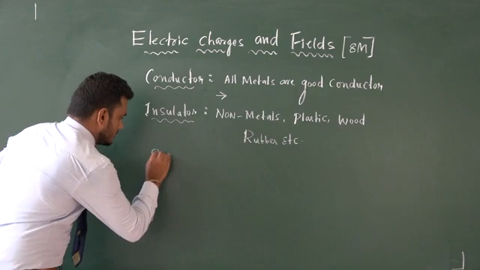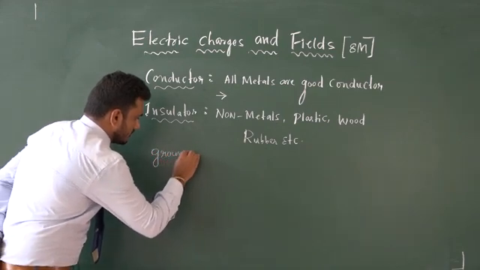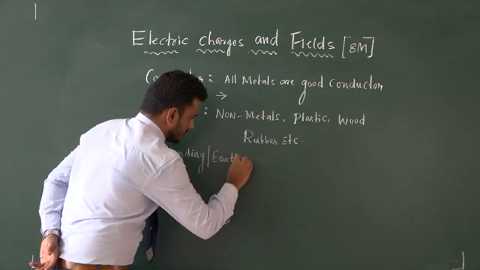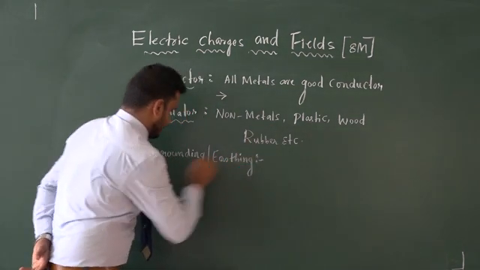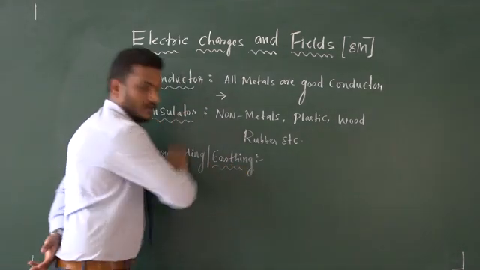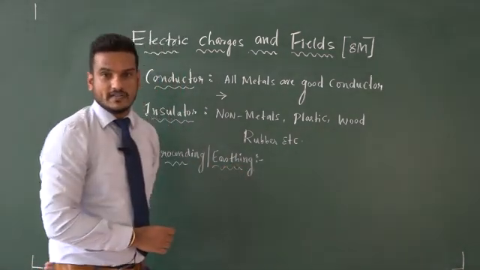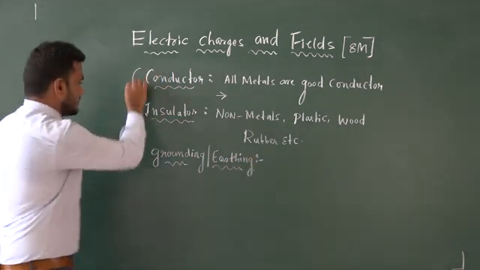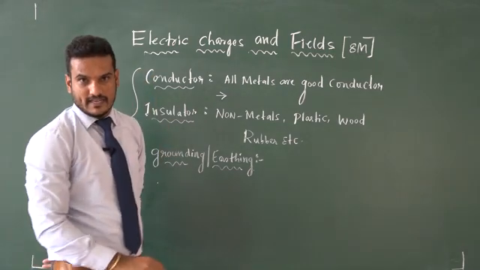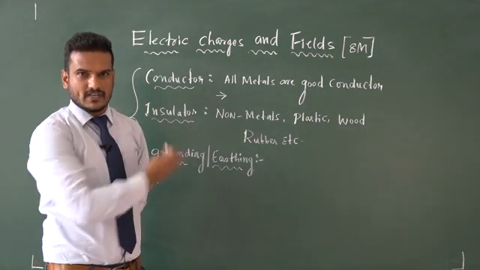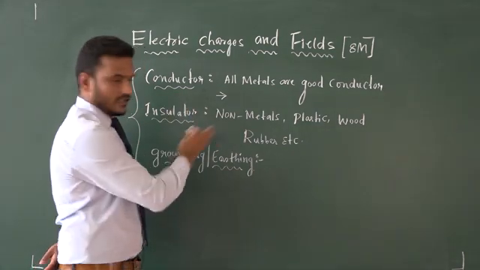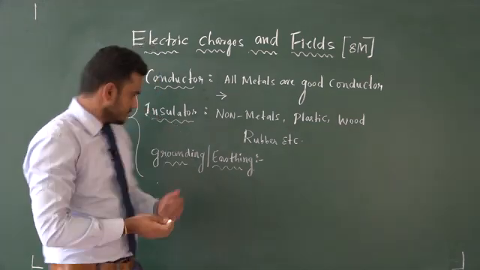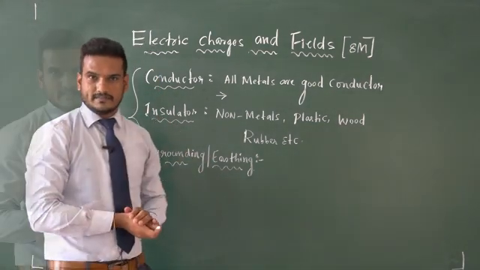The next one is grounding, or earthing. The process of sharing a charge with earth is called grounding or earthing. So these are important for 1 mark. In the viva also they will ask what is a conductor. These are all general questions. What is a conductor? Give an example for a conductor. And what is an insulator? Give an example for an insulator. And what is grounding or earthing?